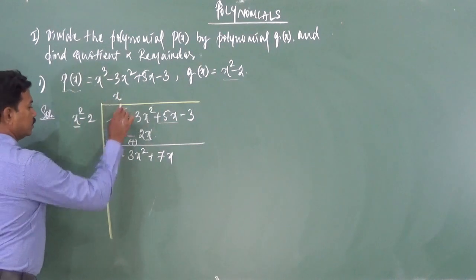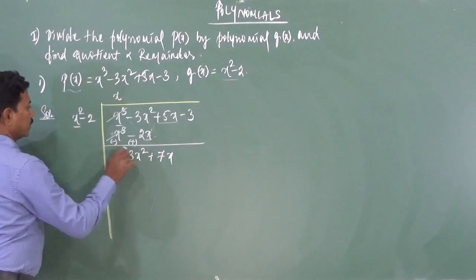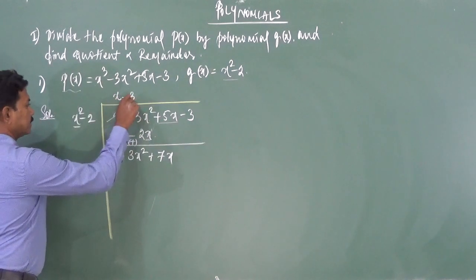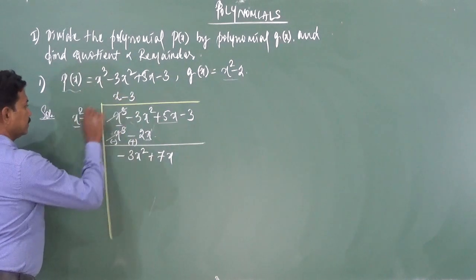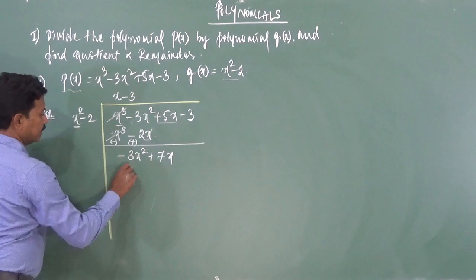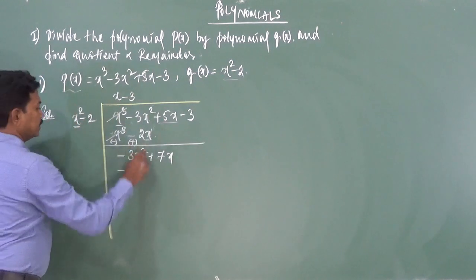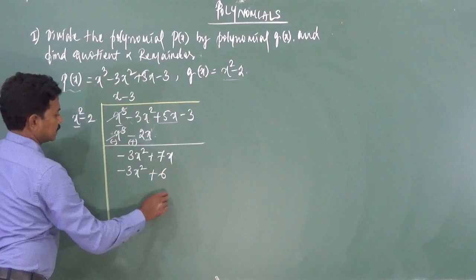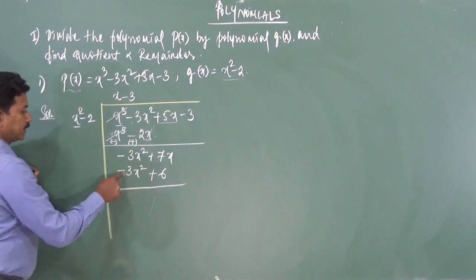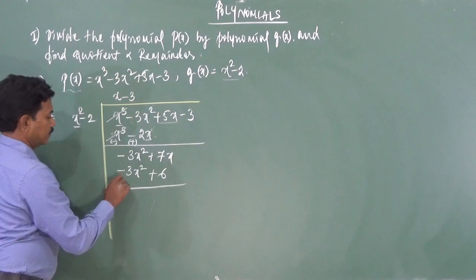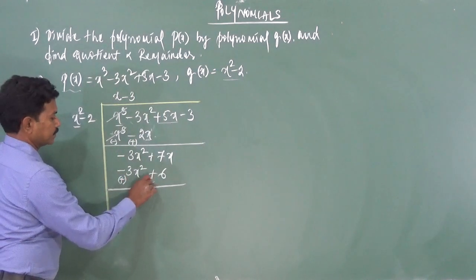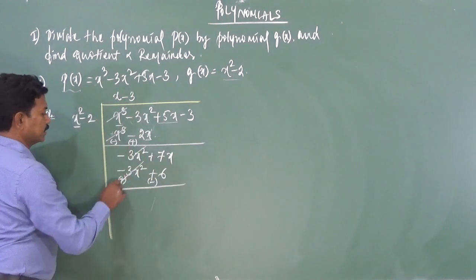x square into what gives you minus 3x square? x square into minus 3 is minus 3x square. Now minus 2 into minus 3 is plus 6. So now we will subtract this from this. So minus becomes plus and plus becomes minus, so the first terms get cancelled.